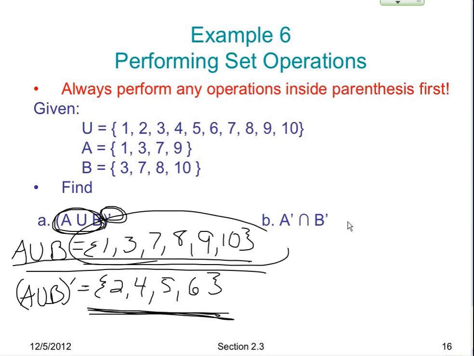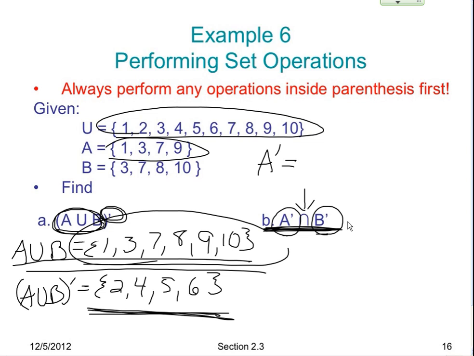For this example right here, we need to first find A complement, then we have to find B complement, and then we have to find the intersection. So A complement is anything that is in the universal set that is not in A. So if it's in A, we've got to cross it out. So 1 is in A, 3, 7, and 9 are all in A. So anything that's outside of A would be 2, 4, 5, 6, 8, and 10.